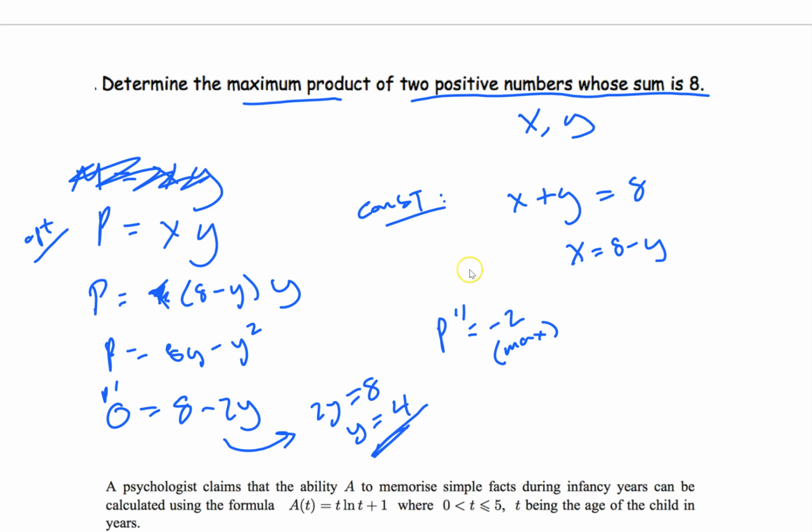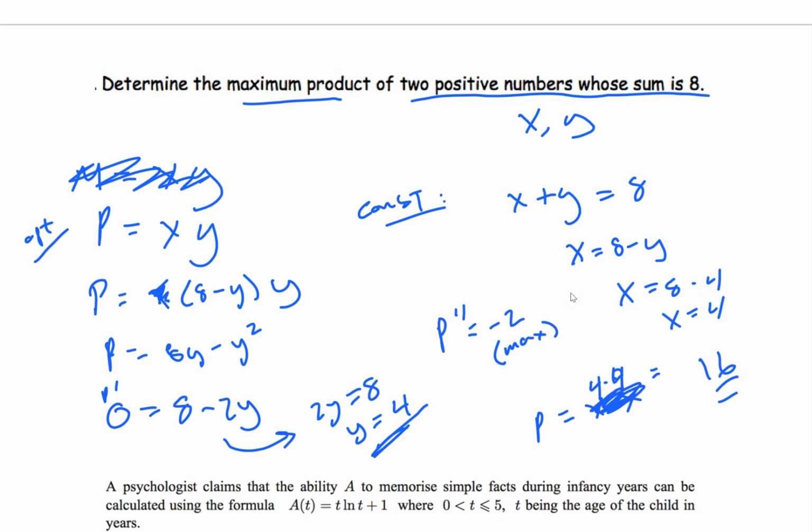You generally want to find the x in this case, because the question is, again, find the max product. So plug it in. x equals 4. So my max product is going to be x times y, 4 times 4. Same idea, just different numbers. 16. That's the max product.